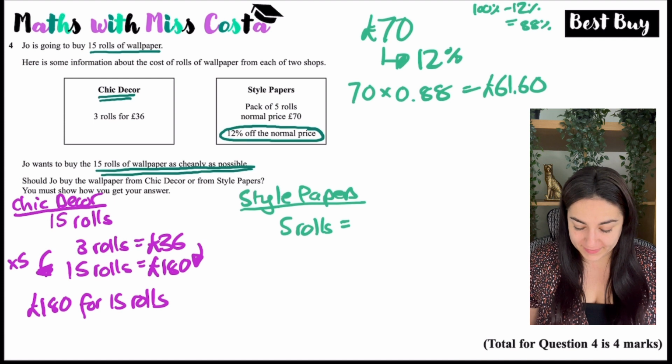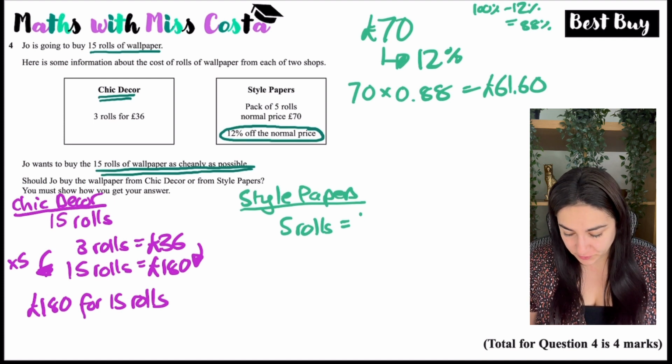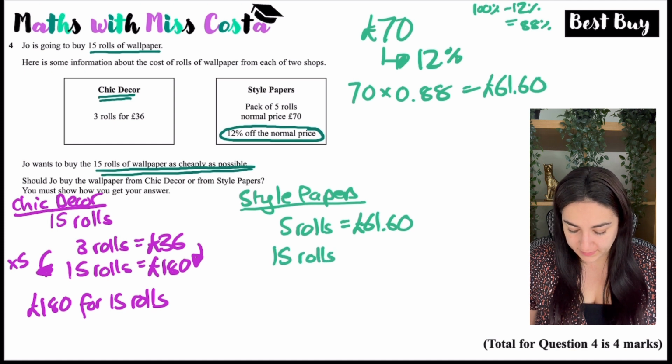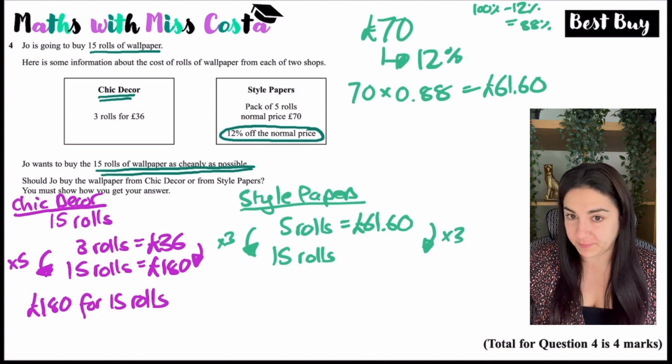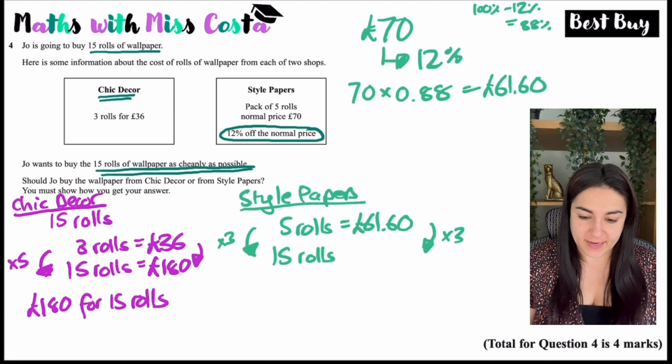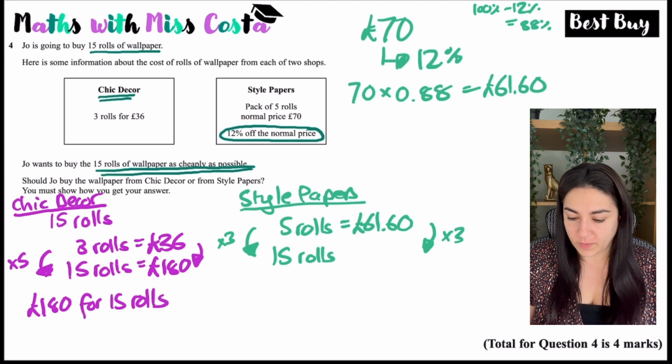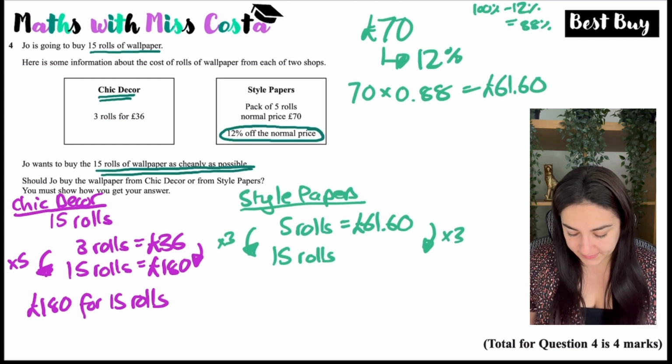So I know that for 5 rolls, it's going to cost me £61.60, but I want 15 rolls. So what have I done to get from 5 to 15? I've multiplied by 3, it's 3 times as much. So I have to do the same to this side. And that would give me £184.80.